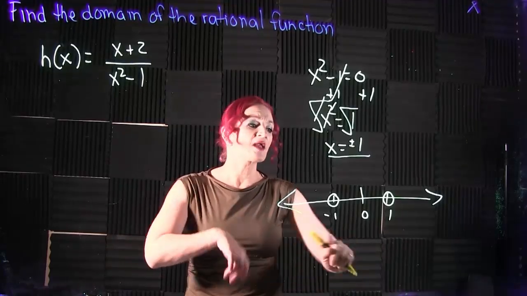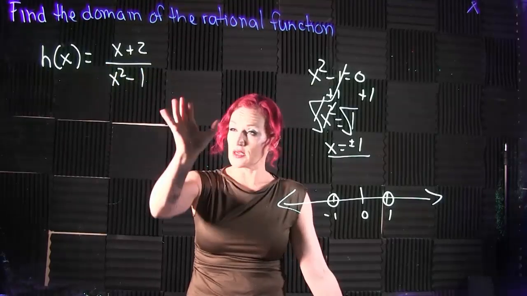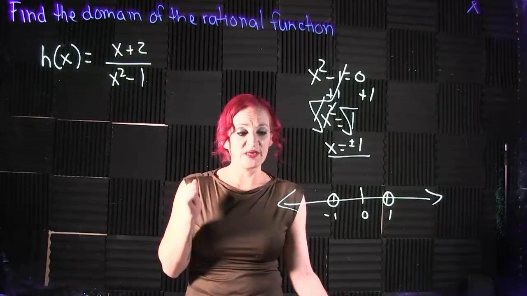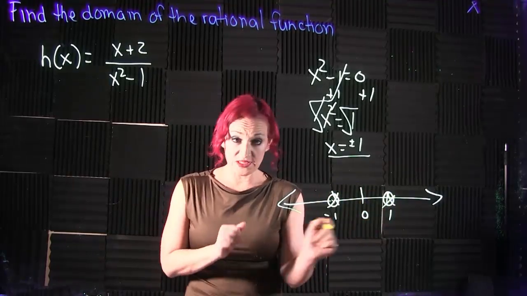We cannot have a 1 and a -1 part of our function. It would make our denominator equal 0. We don't want the denominator to be 0. That is undefined. So our domain is everything except for these two numbers here.